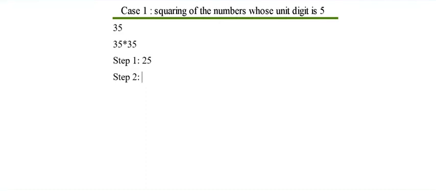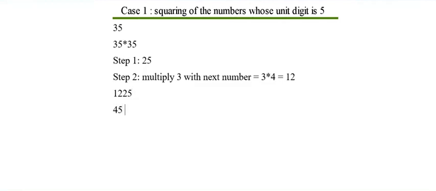That is 3. Now I will multiply 3 with the immediate next number. That means to say 3 will be multiplied with 4. What is 3 into 4? 12. That means to say, what is the answer? The answer will be 1225. That means 35 square will be 1225. As simple as that. Now let's try one more number.